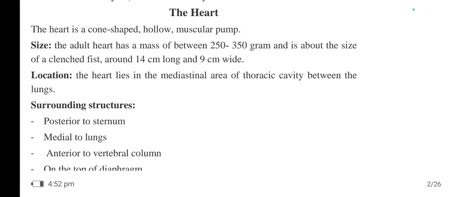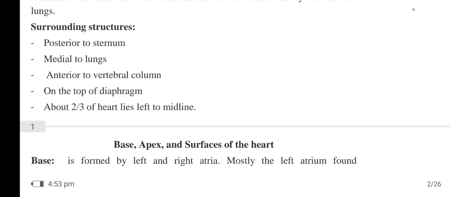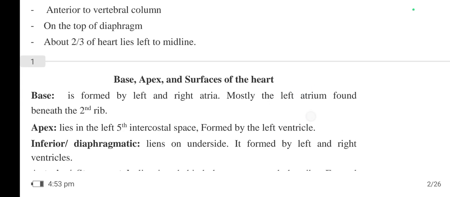The heart is a cone-shaped hollow muscular pump. Size: the adult heart has a mass of between 250 to 350 grams and is about the size of a clenched fist, around 14 cm long and 9 cm wide. Location: the heart lies in the mediastinal area of the thoracic cavity between the lungs. Surrounding structures: posterior to the sternum, medial to the lung, anterior to the vertebral column, on top of the diaphragm. About 2/3 of the heart lies left of midline.